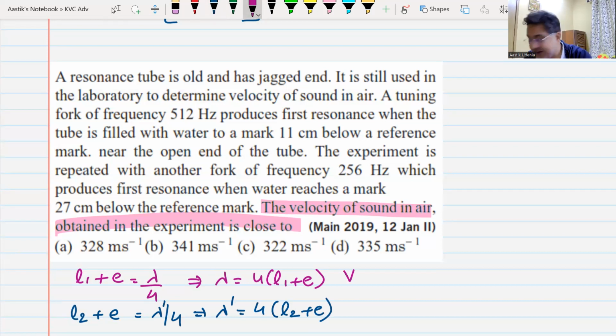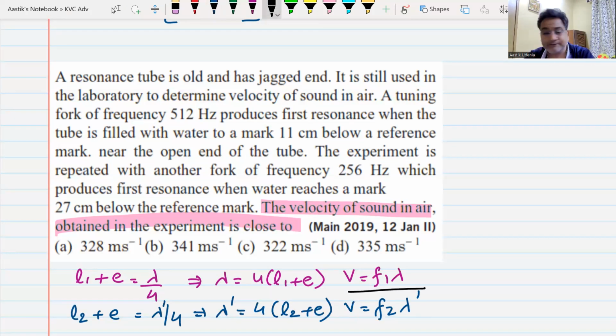Now we have to find out the speed of sound. Speed of sound remains same. So this speed of sound will be F1 multiplied by lambda, and the speed of sound here will be F2 multiplied by lambda dash. You will have to divide these two and get the value of E.